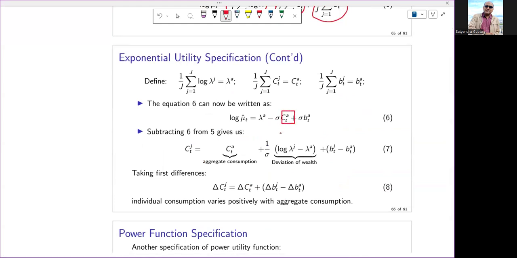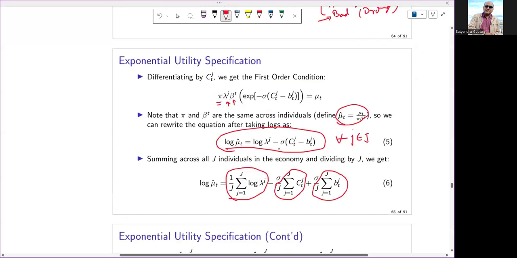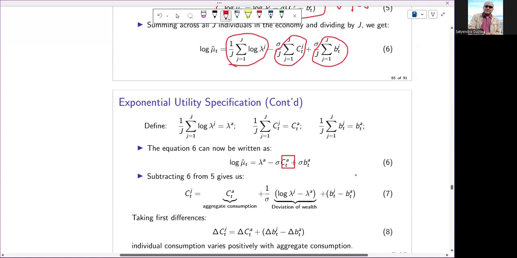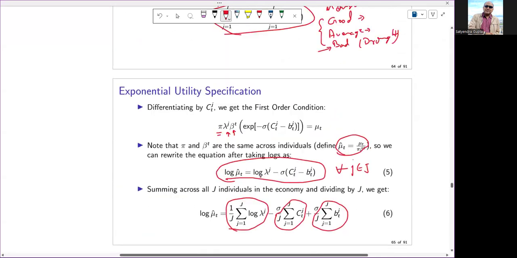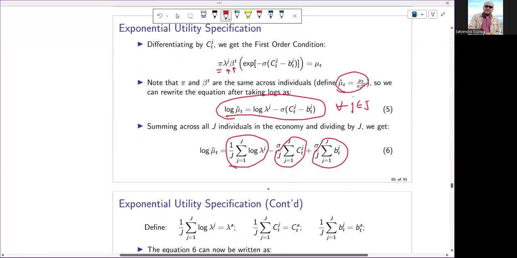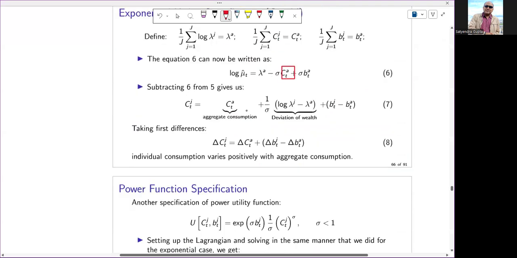Okay. So now we have two equations. The earlier equation was for the individual, equation 5 here. And this new equation we are calling equation 6 has aggregate consumption. What you can do is just subtract equation 6 from 5 and do a little bit of algebra, and then you find that consumption for individual J is equal to aggregate consumption, deviation of wealth, and some constant term for individual J.